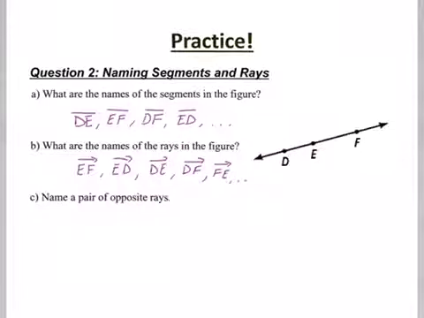Here it says name a pair of opposite rays. So remember, opposite rays form a line, and they have the same starting point. So in this case, both of our opposite rays are going to have the starting point of E. One is going to travel towards D, so we've got ED. And then the other one's going to start at E and travel towards F. So these are our opposite rays.